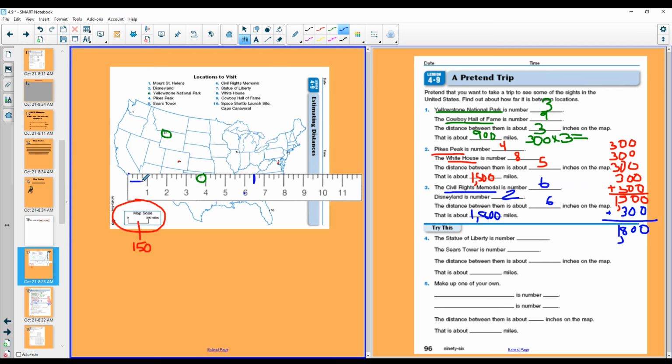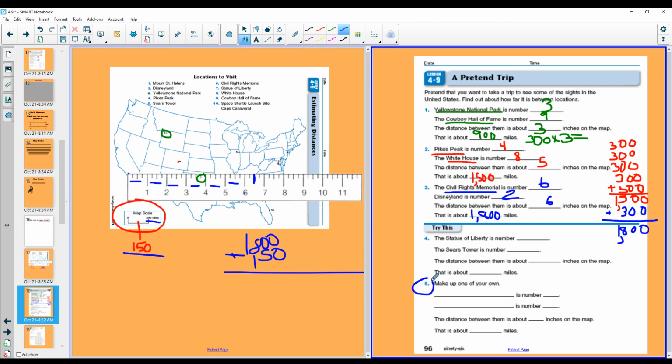Remember, this was 300, 600, 900, 1,200, 1,500, 1,800. And then if we had to go to that half, what we would do is go half of 300 is 150, and we'd add 150 to our answers. When you get a half, that's what you do. All right, if there's a measurement that's not quite on, you will just go to the nearest inch or half inch.